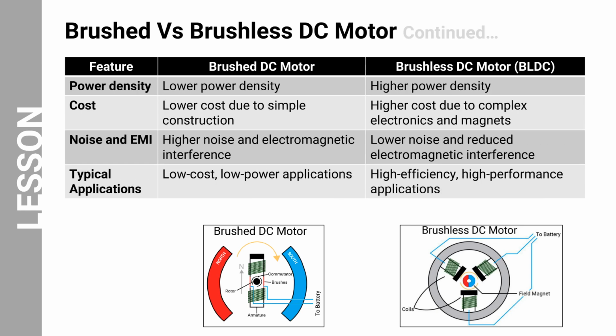Brushed and brushless DC motors also differ in terms of power density, cost, noise, and electromagnetic interference in typical applications. Brushed DC motors have lower power density and lower cost due to their simple construction. They generate higher noise and electromagnetic interference. Brushed DC motors are commonly used in low-cost and low-power applications. In contrast, brushless DC motors have higher power density and higher cost due to the complex electronics and magnets used in their construction. BLDCs produce lower noise and reduced electromagnetic interference. They are typically used in high-efficiency and high-performance applications.